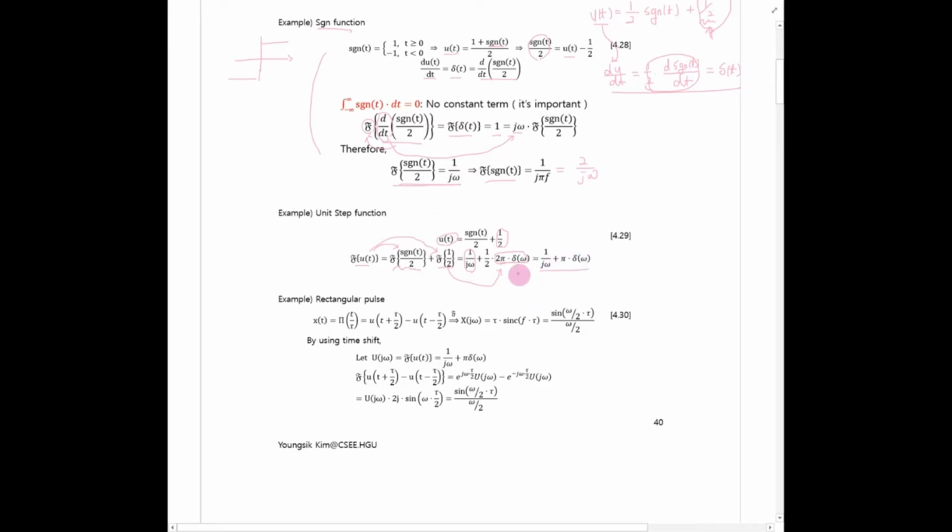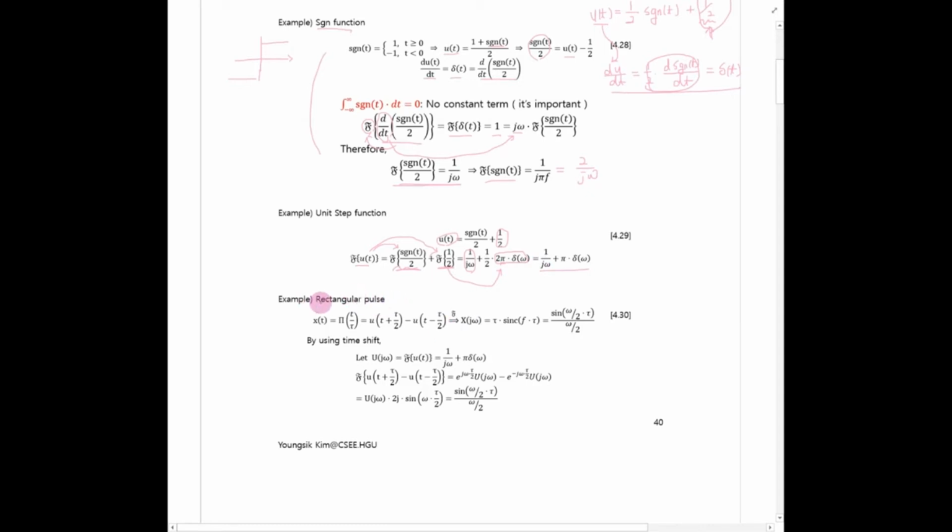So it consists of two different components. One is a sine function, the other one is a constant term. The sine function gives 1 over j omega, but the constant term is the DC component. So this constant gives 2 pi times delta omega, but scaled by 1/2. So we have this result.